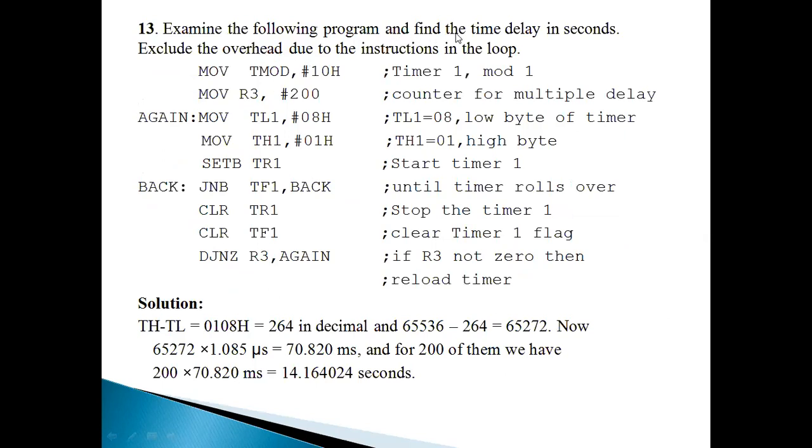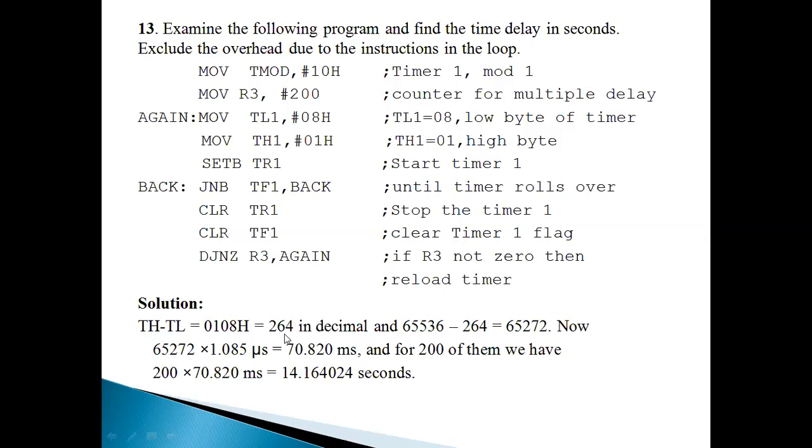Examine the following program and find the time delay in seconds. Exclude the overhead due to instructions in the loop. The program is being given. We have to find the time delay in seconds. The step here is to take the values of TH1 and TL1. In TH1 we have 01H and in TL1 we have 08H. If we take the whole 16-bit value, it will be 0108H, and its decimal equivalent is 264.